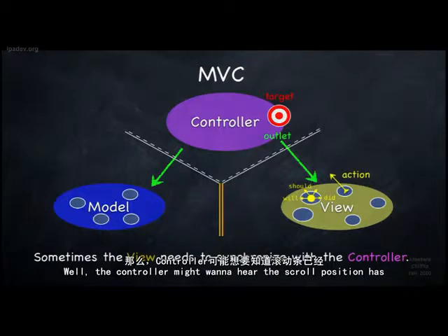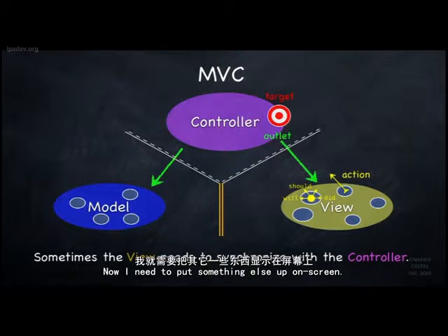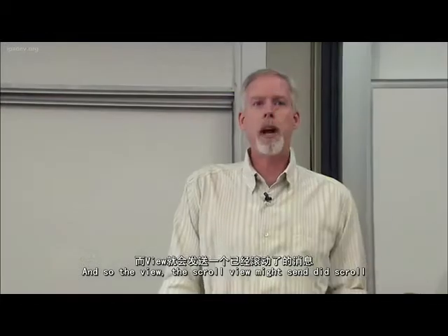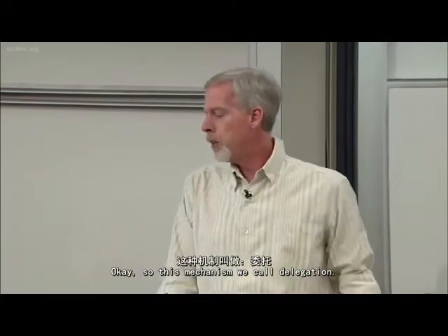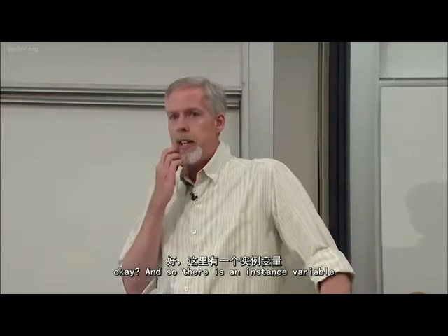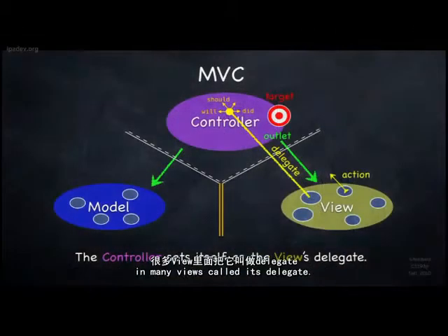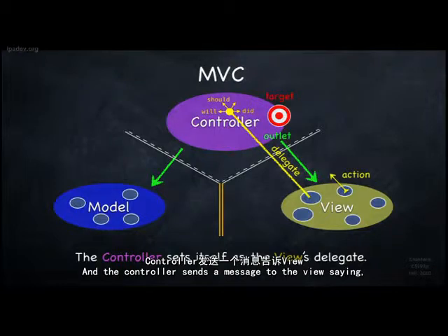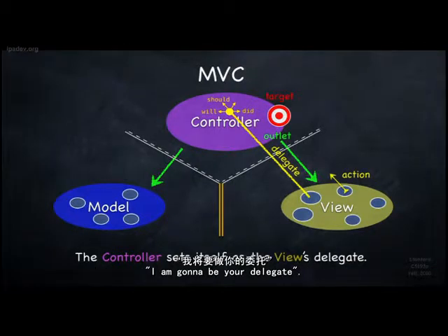Well, the controller might want to hear the scroll position has moved to a different place. Now I need to put something else up on screen. And so the scroll view might send did scroll to location whatever. Okay? So this mechanism we call delegation. Okay? And so there is an instance variable in many views called its delegate. And the controller sends a message to the view saying, I am going to be your delegate.